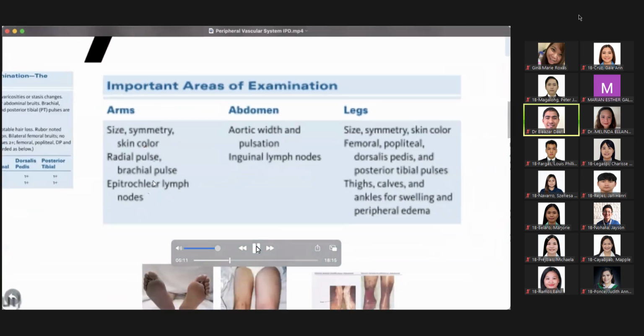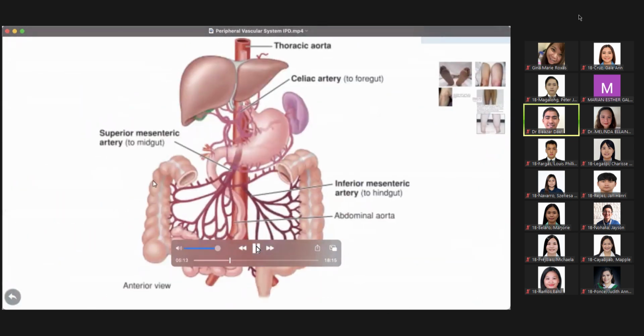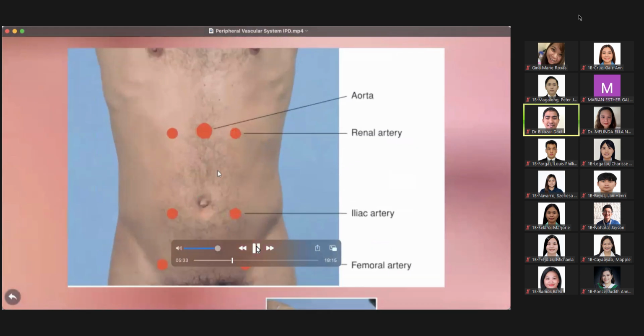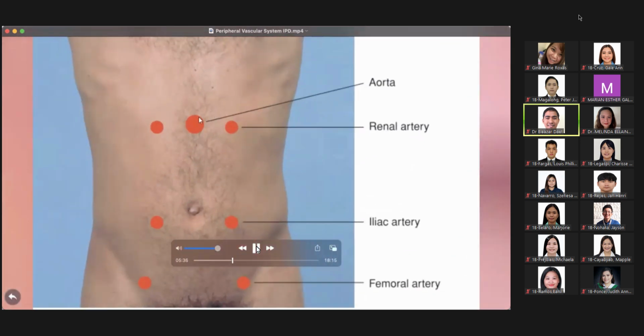Okay, next is the abdomen. Thoracic aorta, iliac artery, superior mesenteric artery, inferior mesenteric artery. These are important branches in the abdominal area. So where can you appreciate the pulsation of the abdominal aorta? It's actually in this place. You can appreciate the abdominal aorta at the epigastric area.